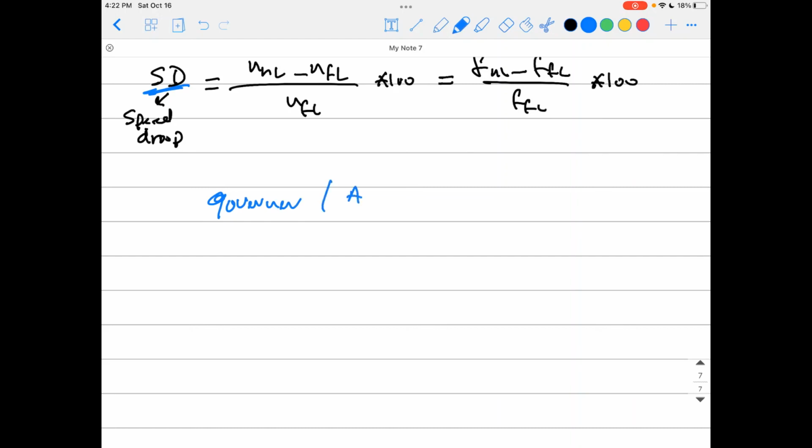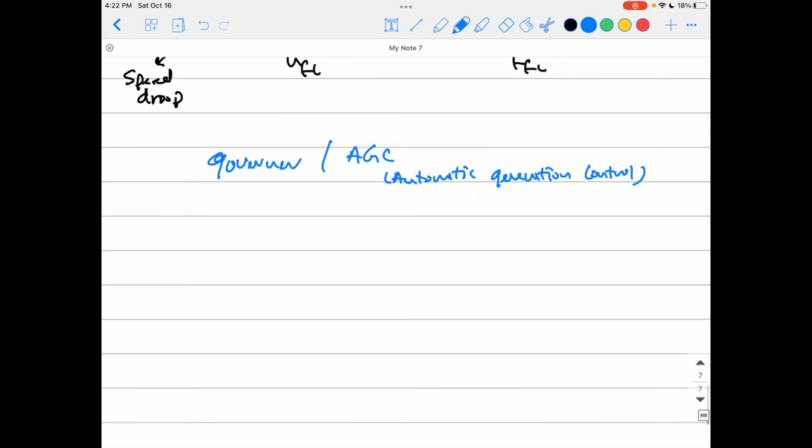Sometimes we call it the AGC, automatic generator or generation control. Okay, so yeah, they are just the same, so it's the governor or the AGC, both of them stand for the same exact thing.